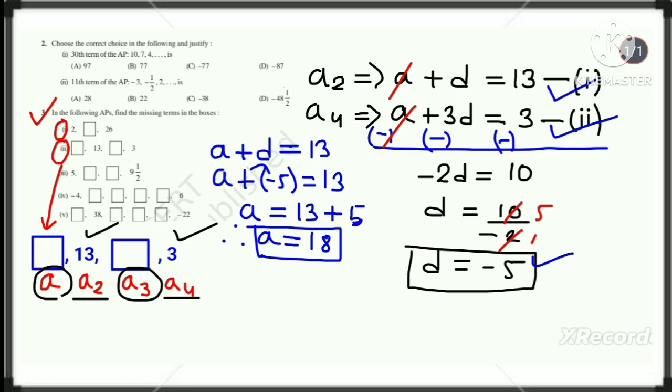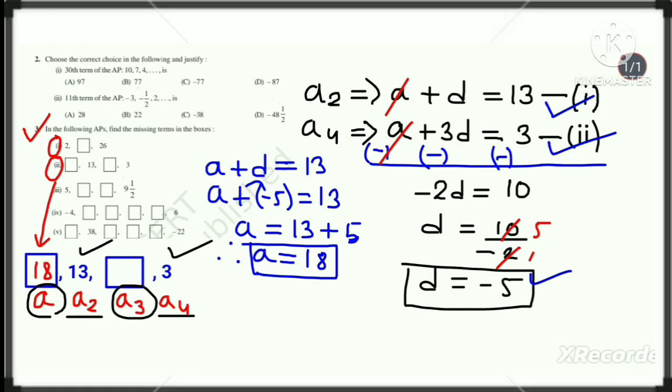First term is 18. Now let's find the third term, and this third term can be written as a3 equal to a plus 2d. a equal to 18, plus 2 into d, equal to minus 5.